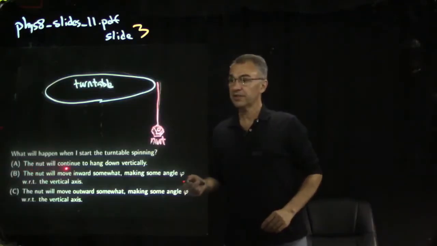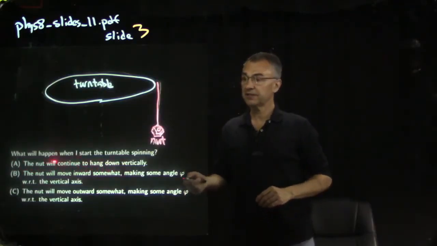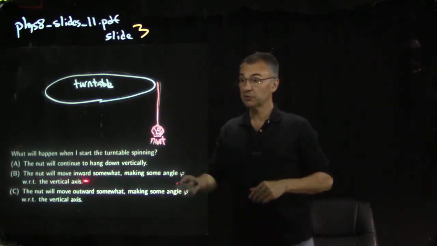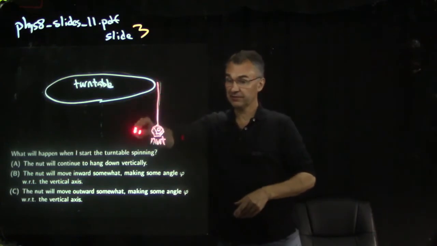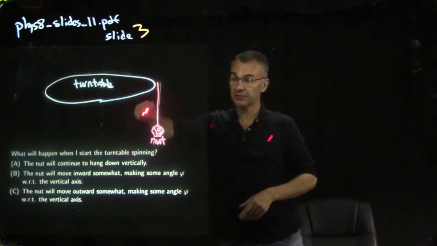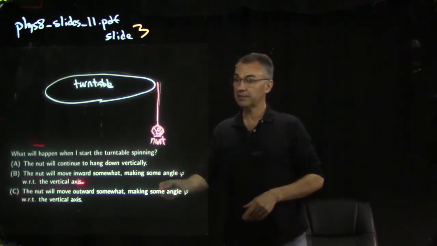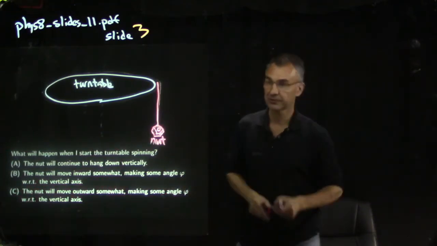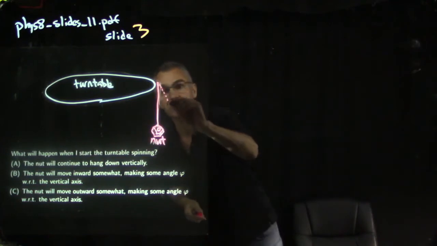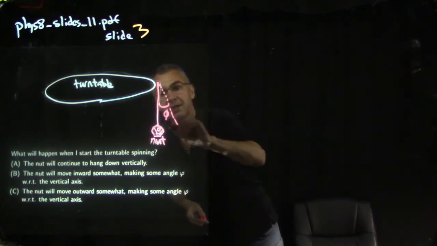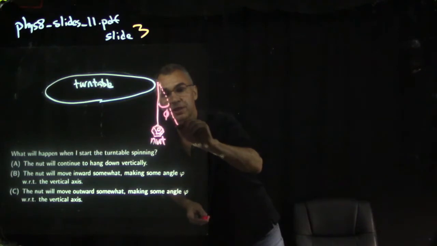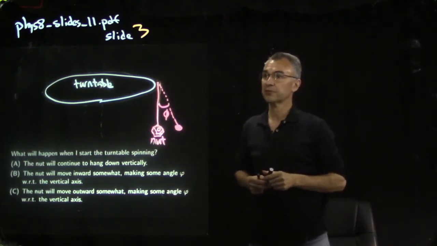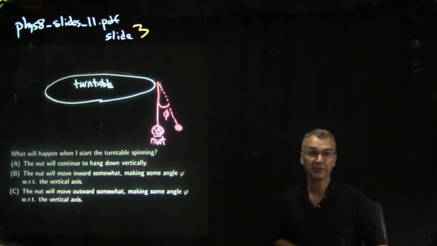Well, we could say that when I start the turntable spinning, the nut will continue to hang down vertically, or maybe the nut will move inward somewhat, making some angle phi with respect to the vertical axis, or maybe the nut will move outward somewhat, making some angle phi with respect to the vertical axis. So maybe here's an angle phi, and it will instead dangle out this way. Which of those seems more plausible to you? I guess we can just try the demonstration and see.